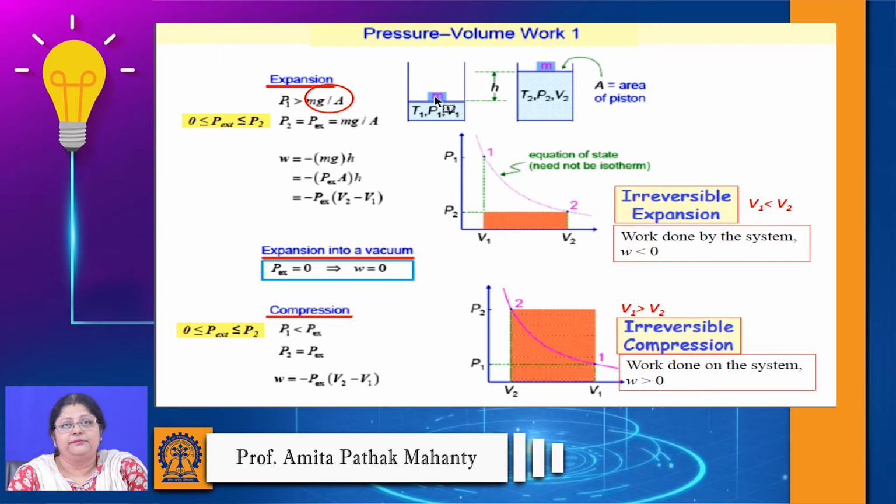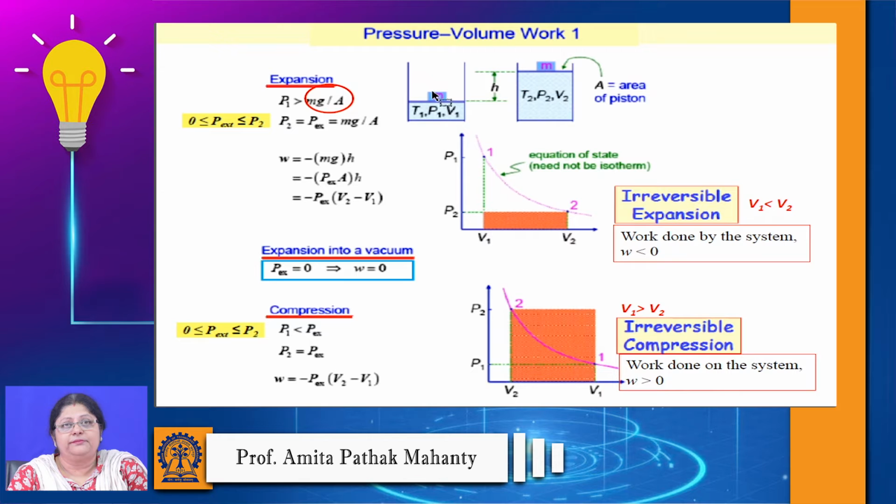Force per unit area. What is the force? mg by A. So mg by A is the pressure which is exerted by the mass on the gas, and let us call it P external. Okay, mg by A is the P external. So always remember, if you visualize, the P external is the weight the sandbag is exerting on the area. That is going to be the pressure exerted, equivalent to the P external.